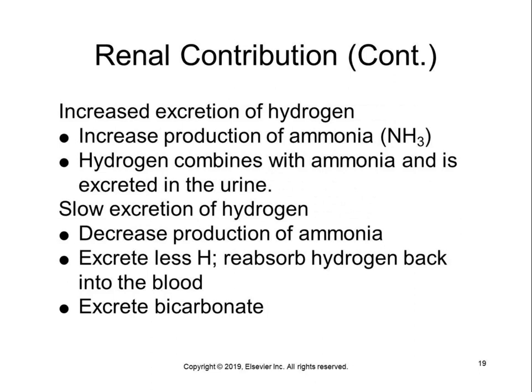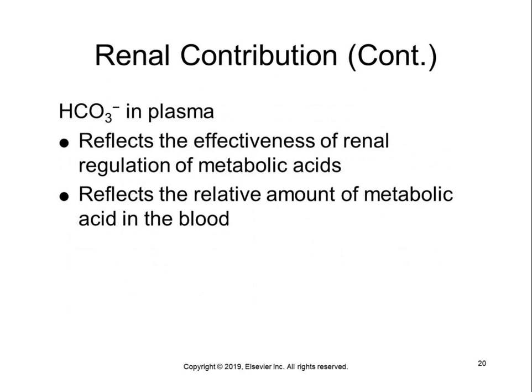Increased excretion of hydrogens: increased production of ammonia. Hydrogen combines with ammonia and is excreted in the urine. Slowed excretion of hydrogens: decreased production of ammonia, excrete less hydrogen, reabsorb hydrogen back into the blood, and excrete bicarbonate. Bicarbonate in plasma reflects the effectiveness of renal regulation of metabolic acid, and reflects the relative amount of metabolic acid in the blood.